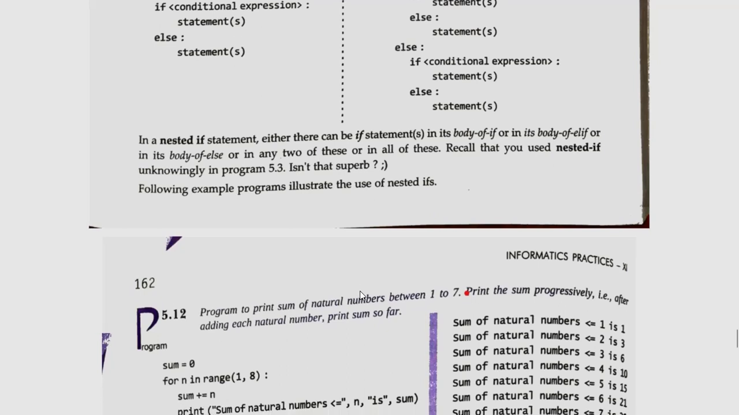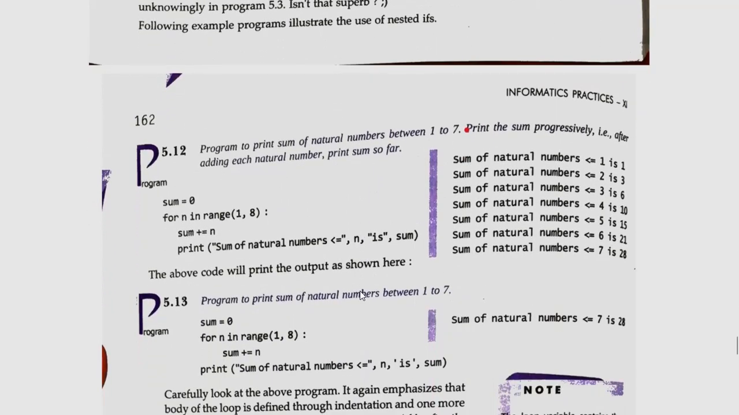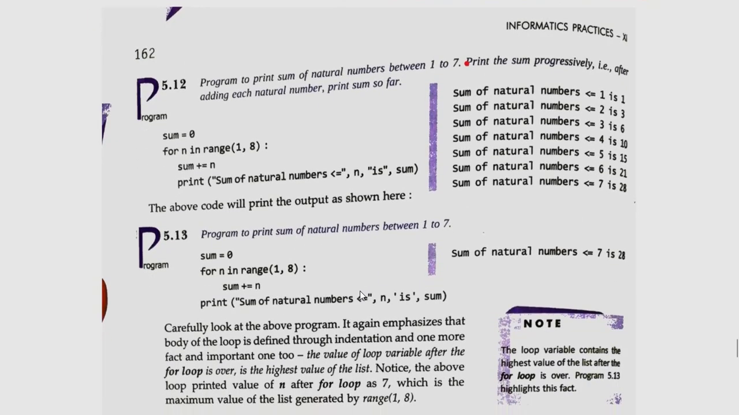Now let's see another example, which is strictly based on this: a program to print the sum of natural numbers between 1 to 7 and print the sum progressively, that is, after adding each natural number, print the sum so far. Now how it has to be executed, let's see the program first. The program says that first you have to take a variable sum with a value 0. Then for n in range 1 comma 8 you have to go for sum plus equal to n.